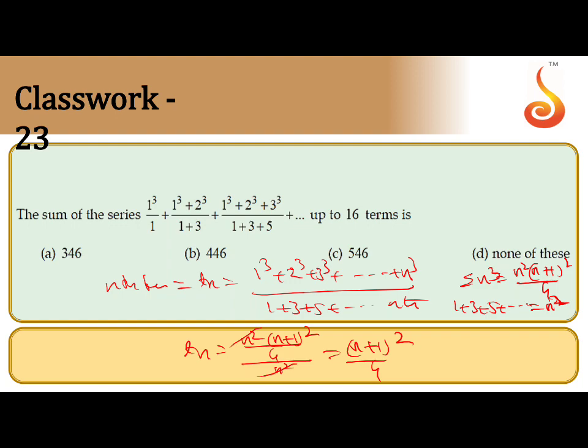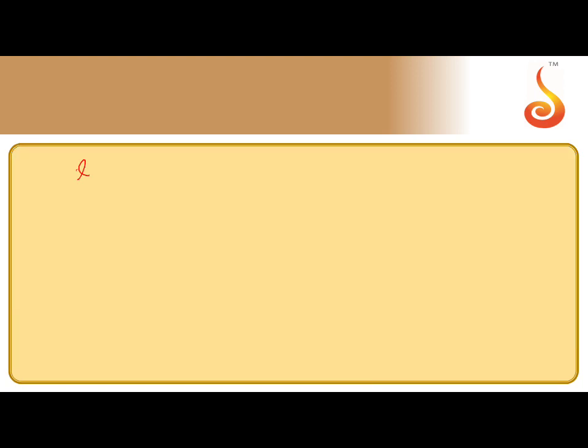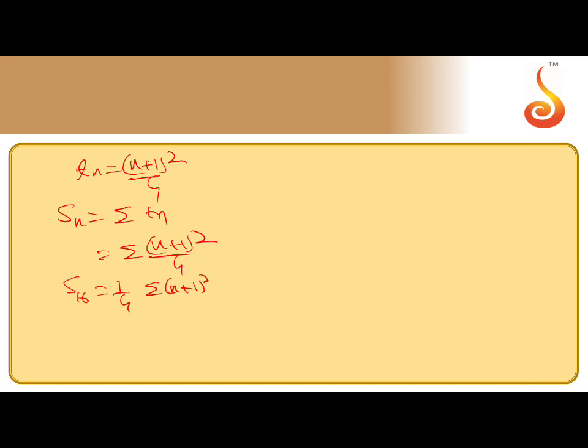Once again, the nth term is sigma n cube by the sum of odd natural numbers. Sigma n cube we have a formula. The sum of n odd natural numbers is n square. Substitute there, we get Tn. Now we got Tn is n plus 1 whole square by 4. So Sn is sigma of Tn. This is a formula. Sigma of Tn, n plus 1 whole square by 4. So 4 you can take common: 1 by 4 sigma n plus 1 whole square.